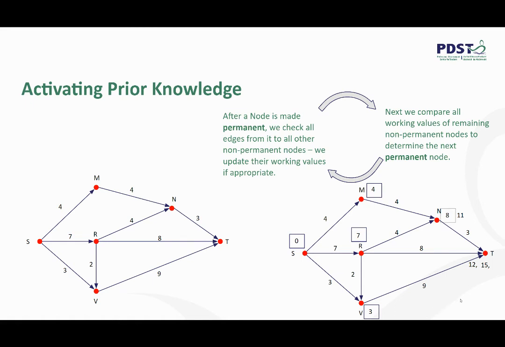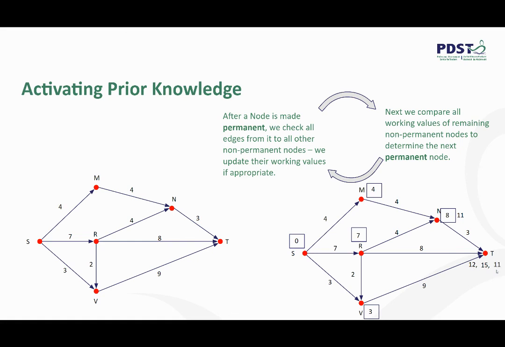After that, for our next permanent node, we look at all of our working values. We had a choice of 8 and 12. 8 is the smallest, so that's our next permanent node. We draw a box around it to make it permanent. After a node is made permanent, we check all the edges that it's connected to in terms of non-permanent nodes. So we have 8 plus 3 is 11. So we have a new updated working value at T, which is smaller than our previous lowest one.